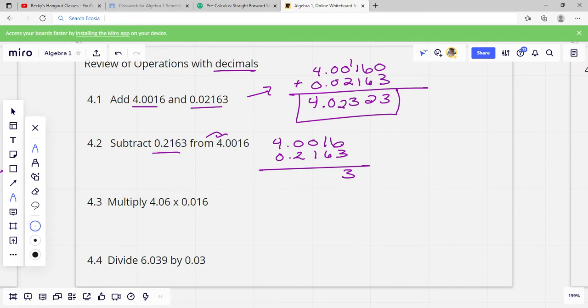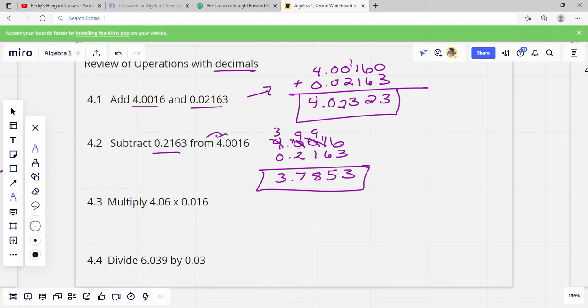1 minus 6, can't do that. Can't borrow from there. Gotta borrow from there. Make that a 10 and a 9. Make that one a 10 and a 9. Now I've got 11 minus 6, which is 5. 9 minus 1, which is 8. 9 minus 2, which is 7. 3 minus 0 is 3. 3, 9, 7. Oh, I wrote that wrong. It's not the same as in the book. I typed my thing in wrong, but that's okay.